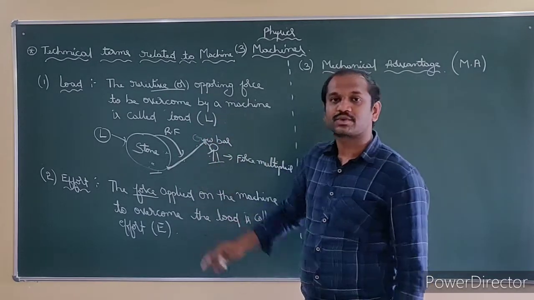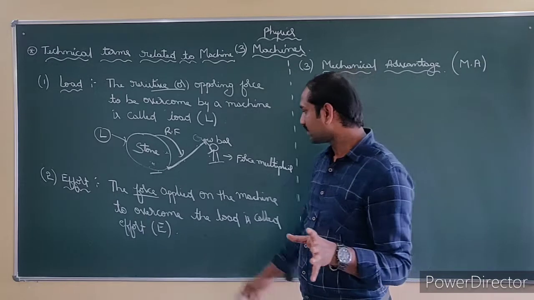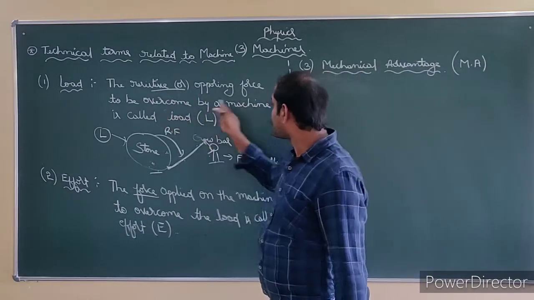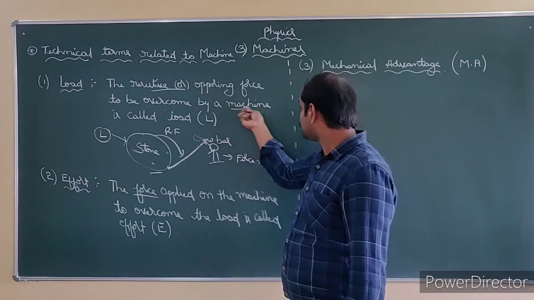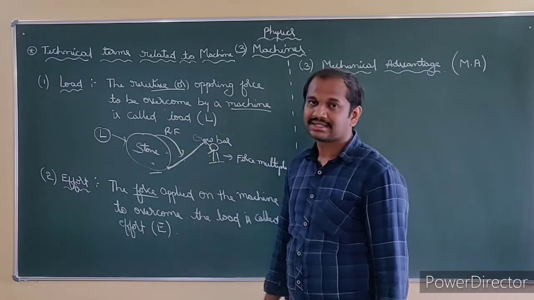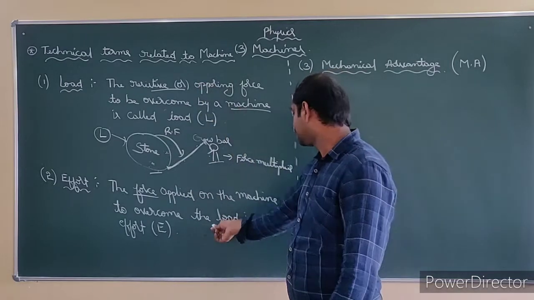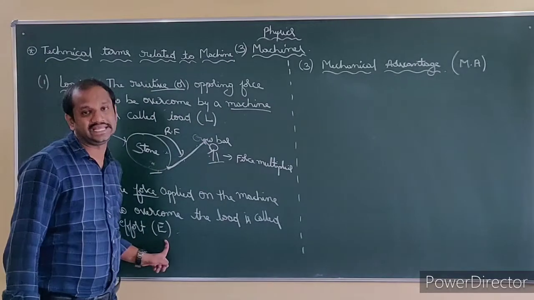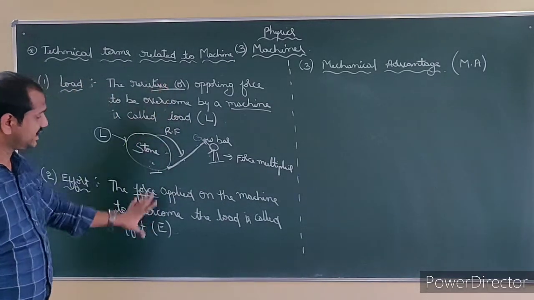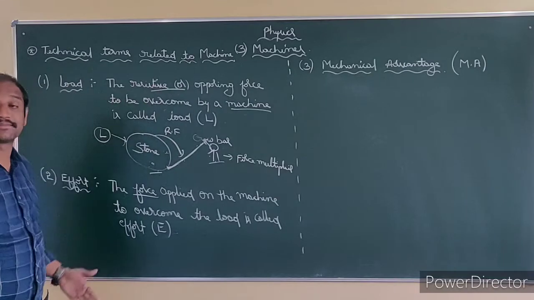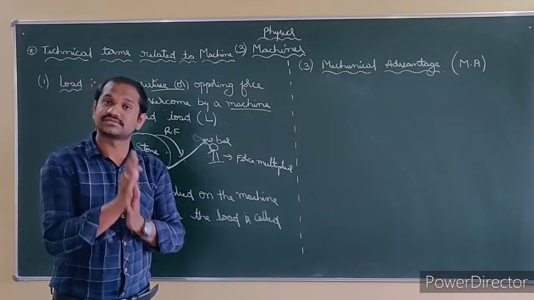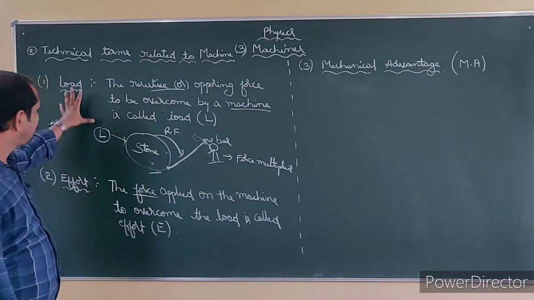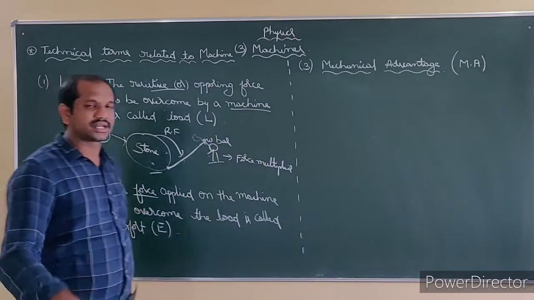Here the mediator is called the machine. A force is applied on the machine. Here, the resistive or opposing force should be overcome by a machine. The machine should be the mediator between the load and the effort. Effort is denoted with the letter E. Remember, if they ask for the definition, you need to write exactly the same. You should not go with your own words. That is very, very important for you to know. So this is the concept of load and effort. I think you have this type of knowledge.